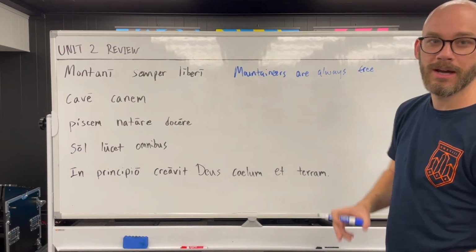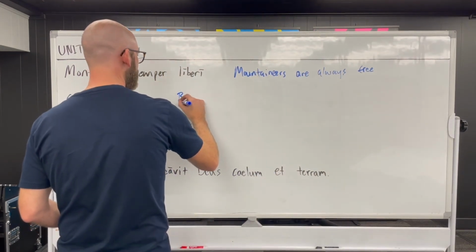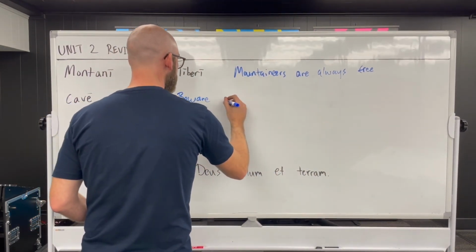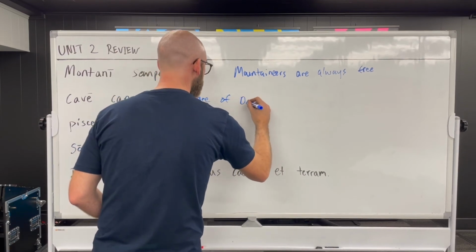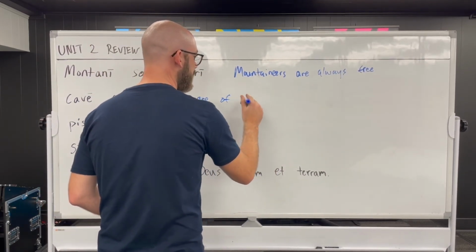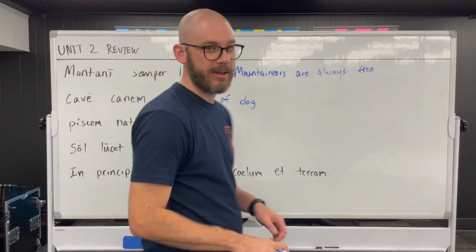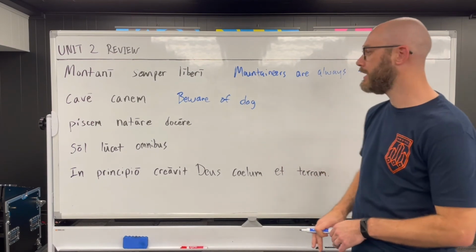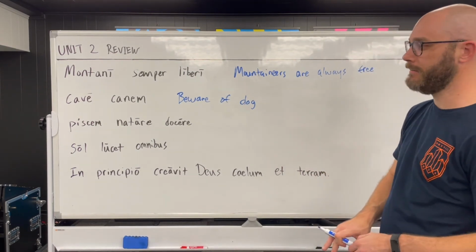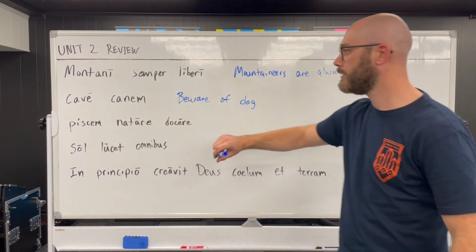Number 2, cave canem. Cave canem. Do you remember what that is? That's what you would say, beware of dog, right? Beware of dog. If you had maybe a big, mean dog at your house, you wanted to put up a sign to warn all of your Latin-speaking friends, cave canem. Beware of dog. From the Latin word canis, for dog.